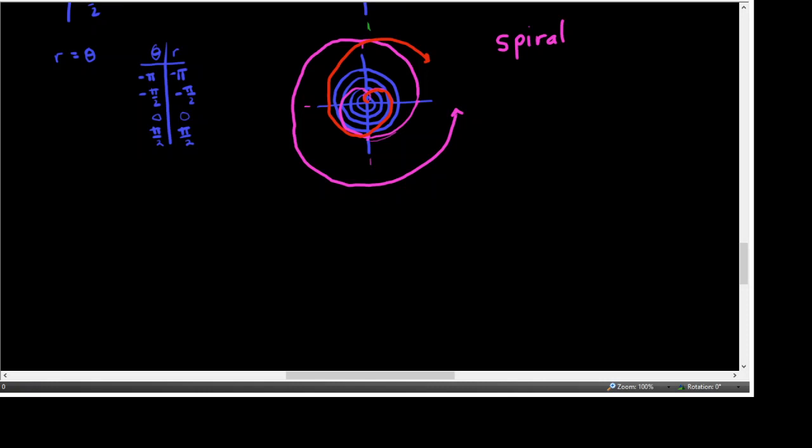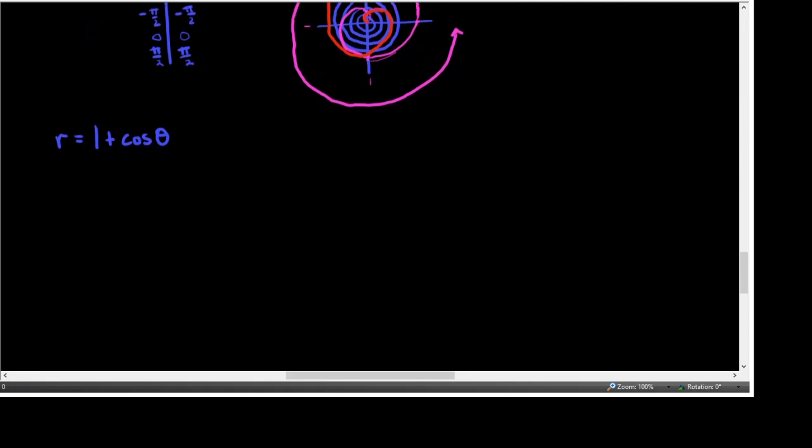So let's graph another one. R equals 1 plus cosine theta. A whole lot of these figures, like that limacon and the spiral, are ones that you would not try to do using x's and y's, because they're not common graphs and not easy to reconcile with a y and x equation that you're used to.